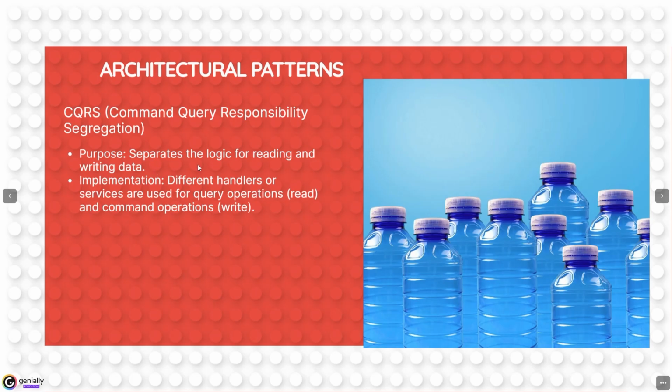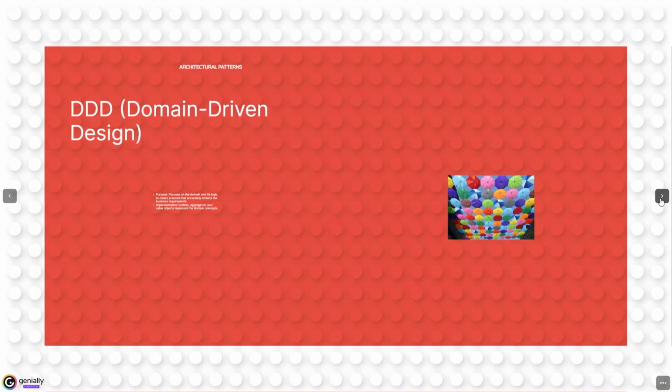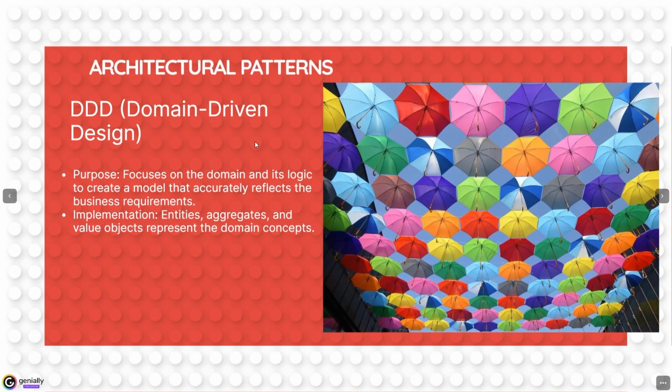CQRS. Purpose: separates the logic for reading and writing data. Implementation. Different handlers or services are used for query operations, read, and command operations, right? Domain driven design. Purpose: focuses on the domain and its logic to create a model that accurately reflects the business requirements. Implementation: entities, aggregates and value objects represent the domain concepts.